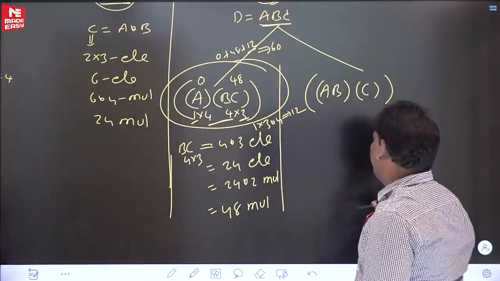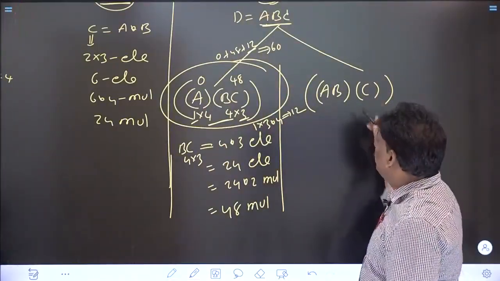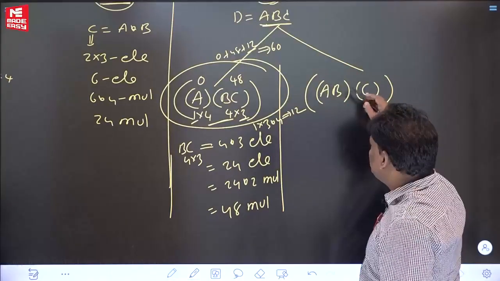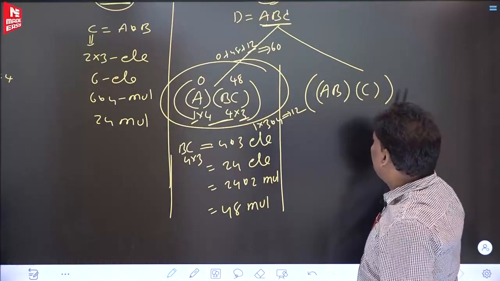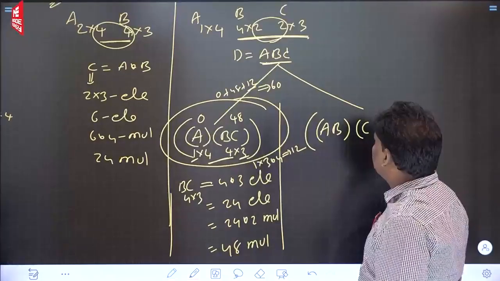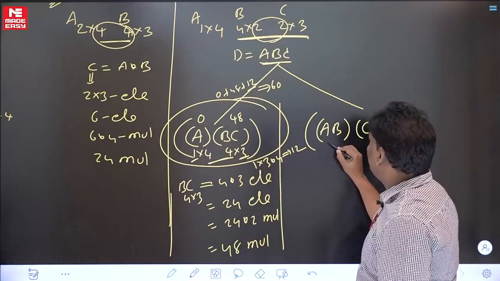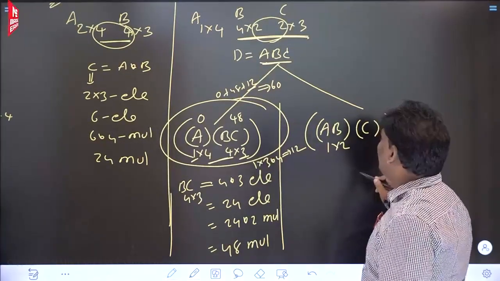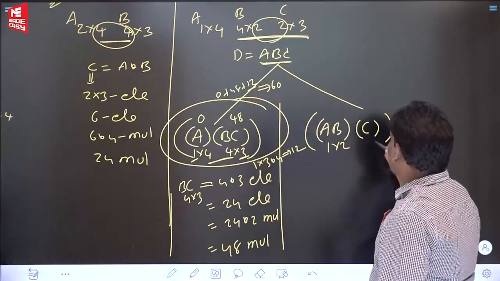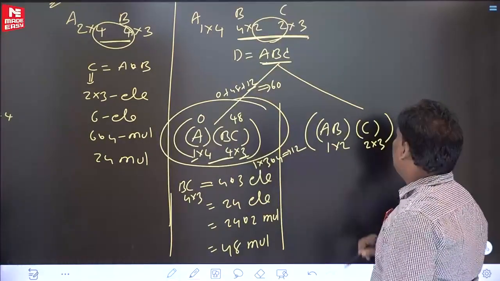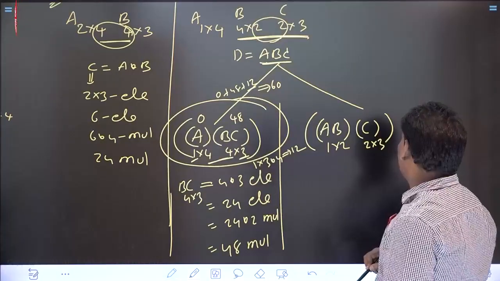Now let me try the second possibility. To do ABC, one more possibility is AB into C. Can you help me know what the AB size is? 1 by 4, 4 by 2. What is the answer? 1 by 2. AB size is going to be 1 by 2. C size is 2 by 3.